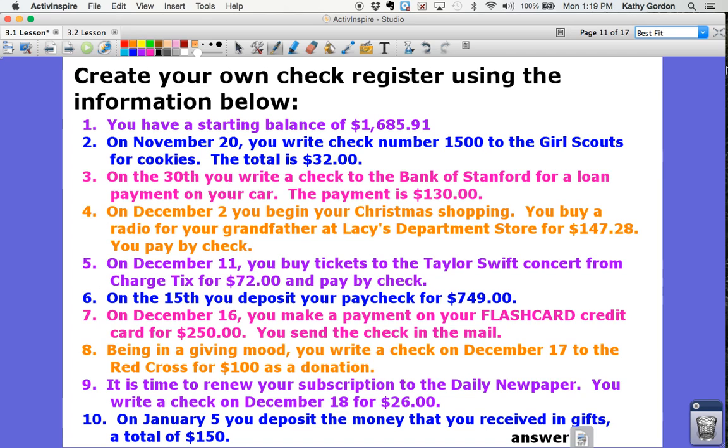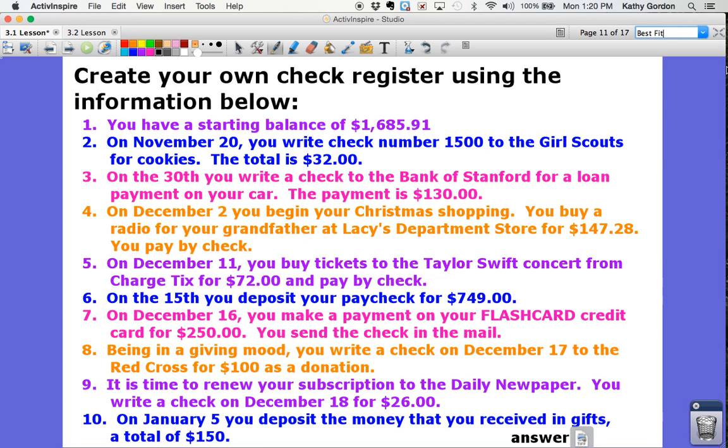All right, even if you're not quite done, go ahead and open up your textbook to page 129. If you don't have your own, just look on with somebody that's nearby. Okay, so on page 129, at the very bottom of the page with the blue ink, that's what your check register should look like.